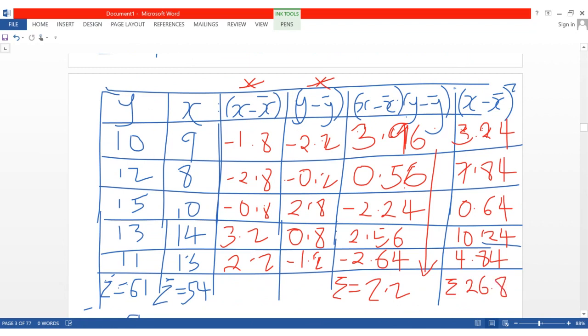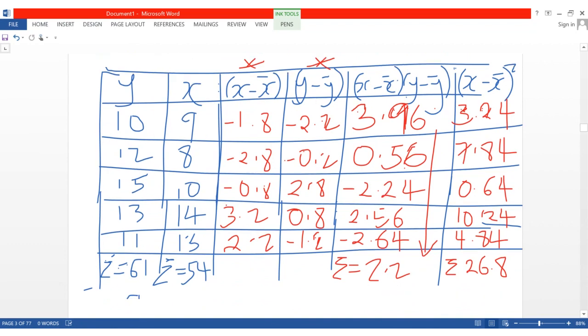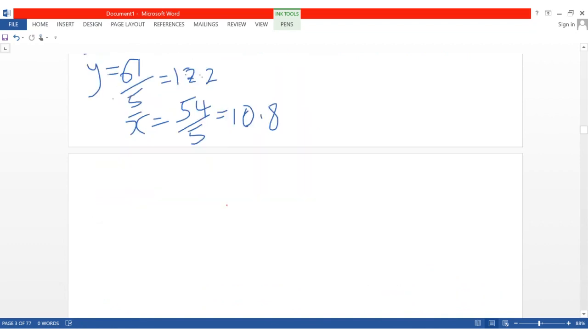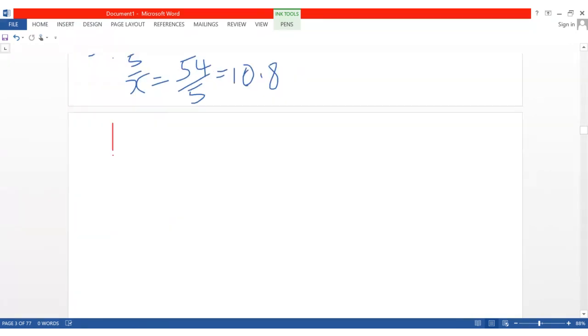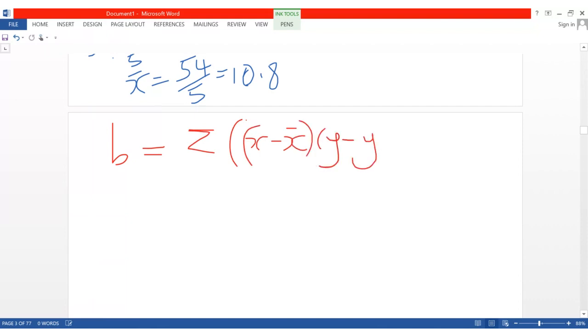So my work now is to be able to get the value of a and b. You have gotten all that we needed. So it's for me to be able to get the value of b. So b was given by the summation of x minus x bar, and then y minus y bar, all over the summation of x minus x bar squared.